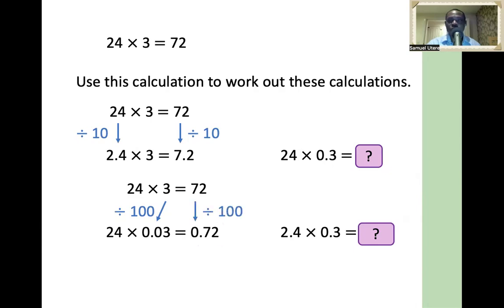So our answer is going to be divided by 100. So that's 0.72. Something I really want to mention is that when you have a decimal multiplication, it is important that you do the integer multiplication. So you ignore the decimal, you do the multiplication as if it's just an integer multiplication, and then you use that calculation to think about the solution to the decimal multiplication.